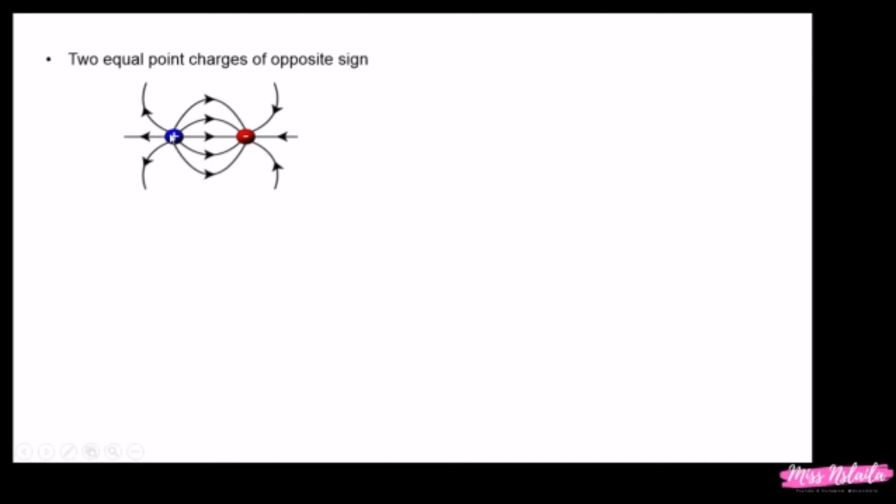If we have two equal point charges of opposite signs. Equal point charge means the magnitude of each charge is equal. Let's say positive charge 1 coulomb, negative charge also 1 coulomb. Okay, but they have opposite sign, so they will attract. Thus, you can sketch the diagram like this. You can see that the number of electric field lines that go outward from this positive charge is equal to the number of electric field lines that enter this negative charge. So we know that they are equal in magnitude.